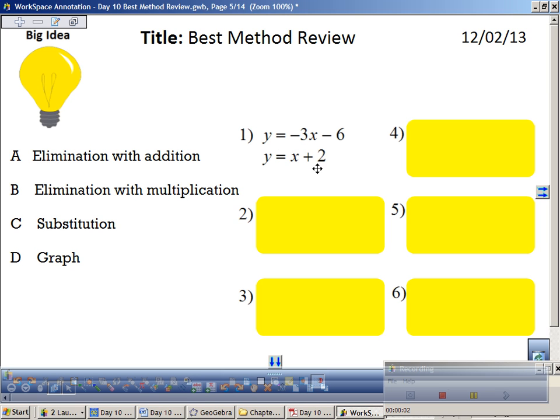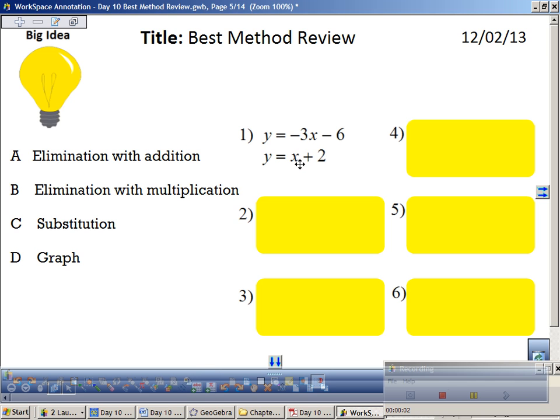Oh, what would you multiply by? -3. You could multiply by 3. What else could you do? Johnny? I could graph it. They're both y, set y equals, right? Those two would be really easy to graph, right?